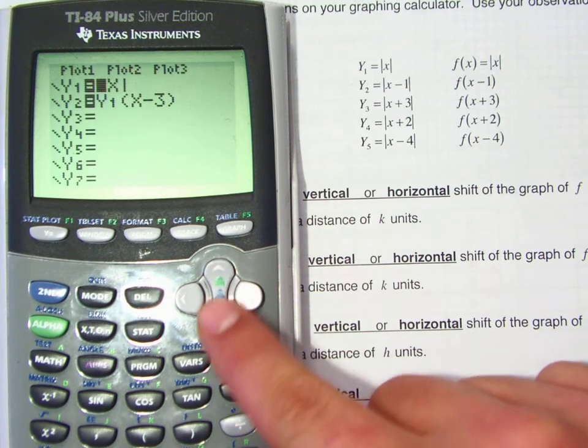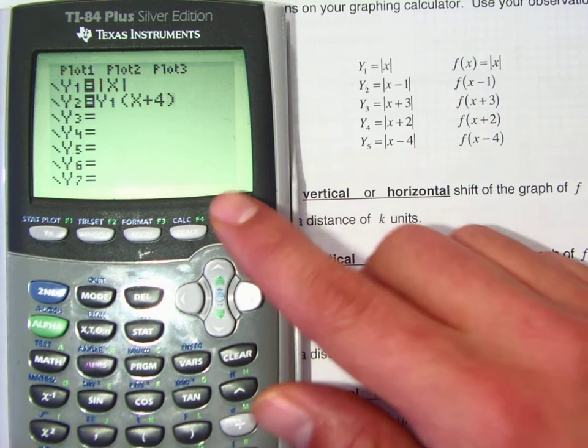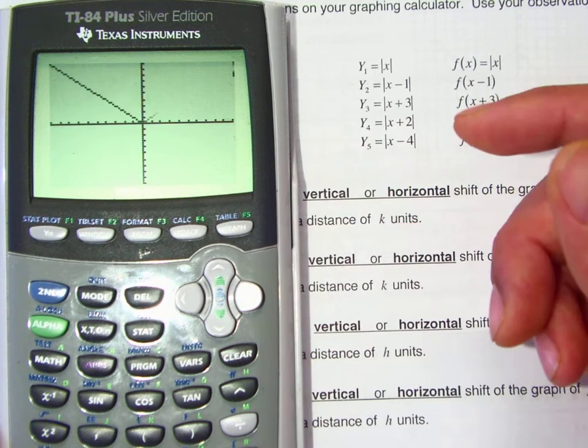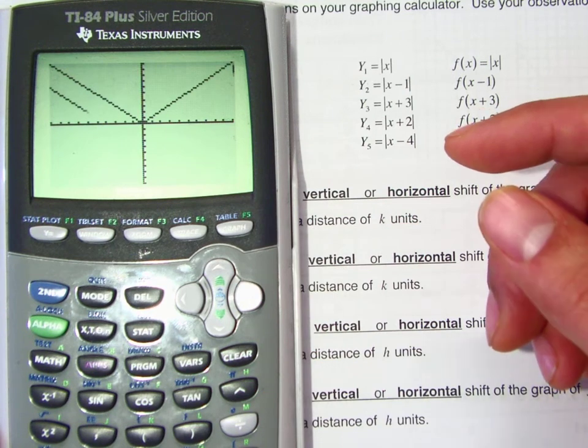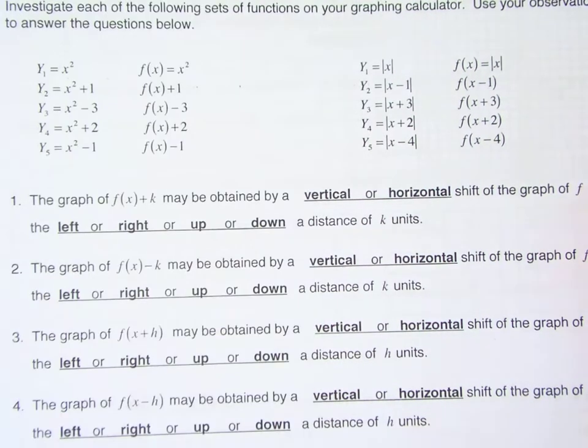Okay, and so what would this do if I do plus 4? Left 4. Okay, subtract. So there's the original, there's the new one. Do you guys see those 4 rules? Okay, so let's write them down in our notes.